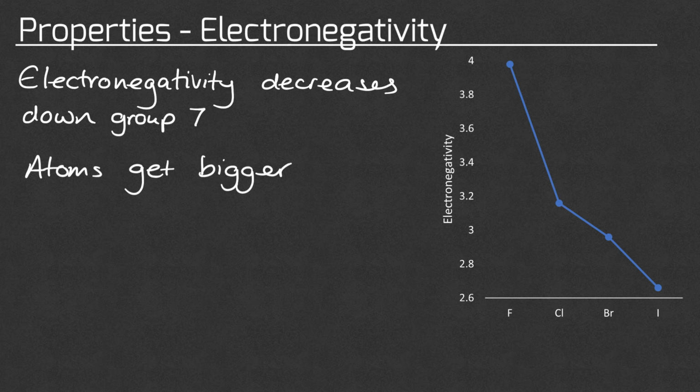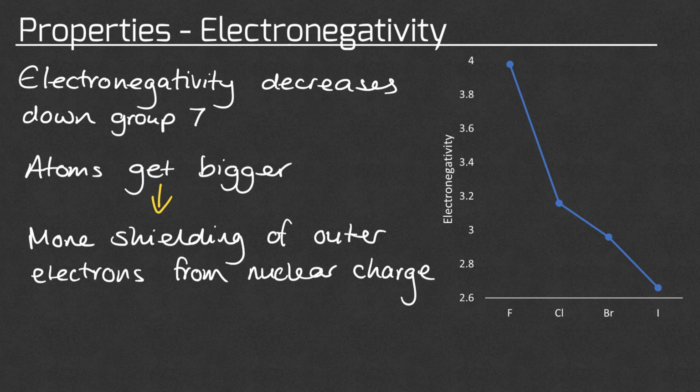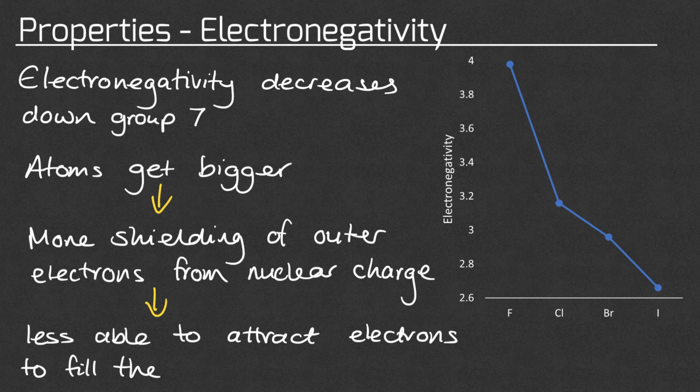So the reason the electronegativity decreases as you go down the group is that the atoms get bigger, as we've just talked about. This means that there's more shielding of that outer electron shell from the nuclear charge. Because there's more shielding, this means those atoms are less able to attract electrons to fill their outer shell. The nuclear force of attraction is weaker because of the more shielding, therefore less able to attract the electrons, therefore they have a lower electronegativity.